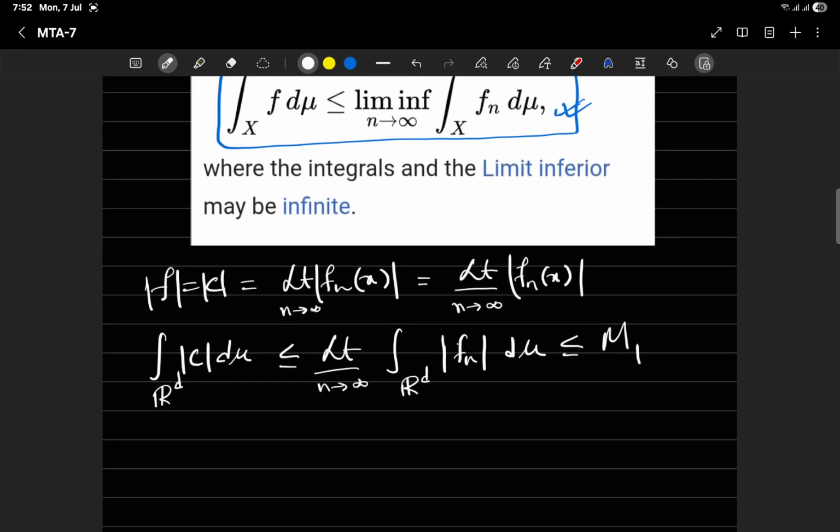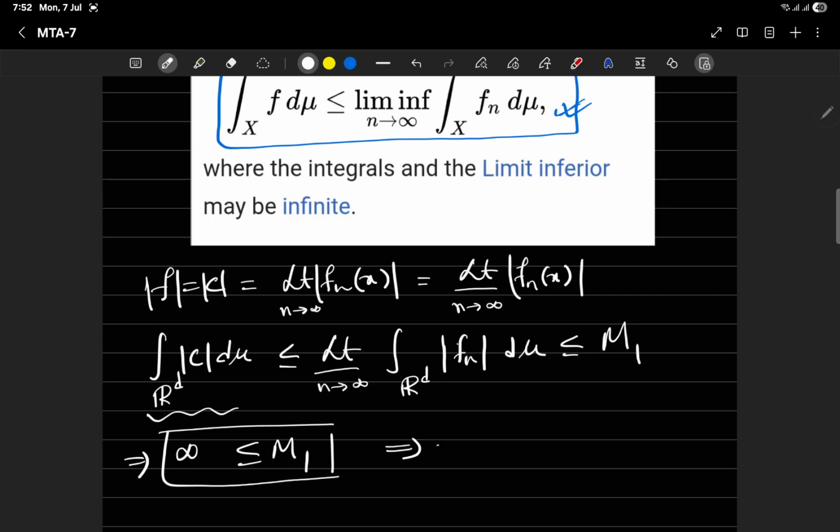But now this one is definitely infinite, but this is a contradiction, right? That is a contradiction.